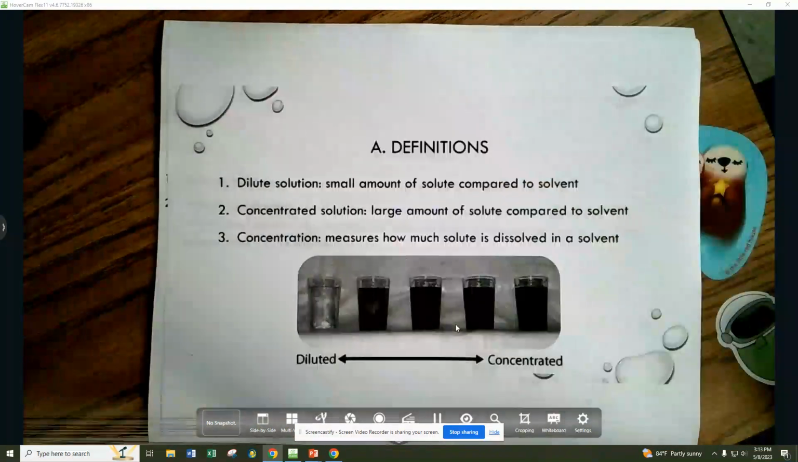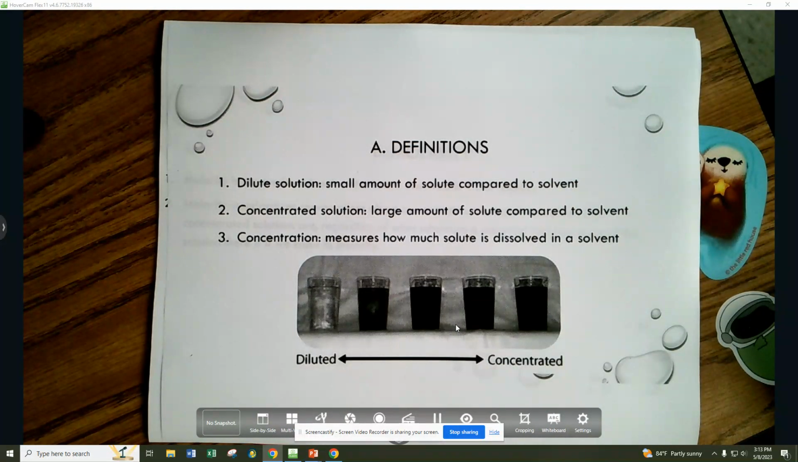So concentration can be open to interpretation. If we say the words dilute and concentrated, what does that mean? For example, I keep going back to Kool-Aid: how I make Kool-Aid versus how somebody else makes Kool-Aid. If we're not following the instructions, I may make it kind of dilute. Somebody may make it very concentrated.